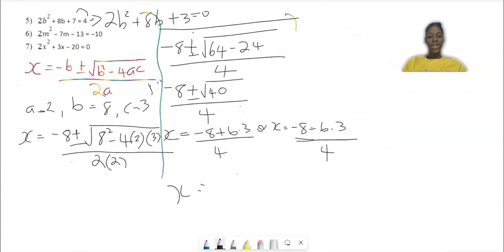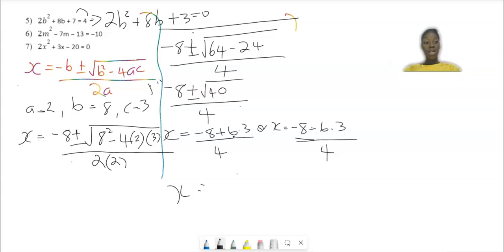Alright, so at this point we need to put this in our calculator. So negative 8 plus 6.3 all divided by 4. So if you have the nice calculator that gives you the computer display, then you can put it in as the fraction that it is.